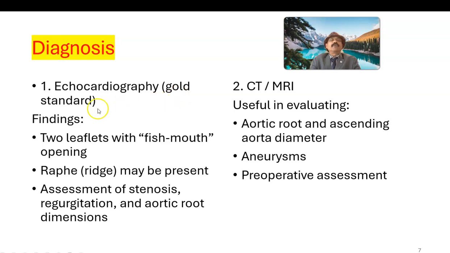Diagnosis: echocardiography is the gold standard. Finding: leaflet with fish mouth opening, because we have two cusps. So we will see fish mouth opening on echocardiography. Raphe may be present. Assessment of stenosis, regurgitation, and aortic root dimension is done through echocardiography. CT and MRI are useful in evaluating aortic root and ascending aorta diameter, aneurysm, and preoperative assessment.